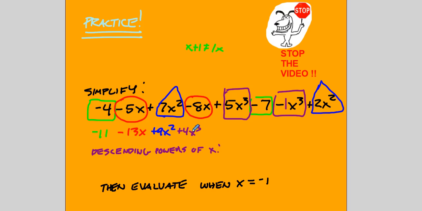So in this problem I go 3, 2, 1, and then actually x to the 0 power turns out to be 1. Anything to the 0 power actually is 1, so this technically is x to the 0 power. So I'm going to write this as 4x cubed plus 9x squared minus 13x minus 11. Now you could write this as plus negative 13x or plus negative 11. Then we have ascending powers of x. Not as common to write it this way, but you can.